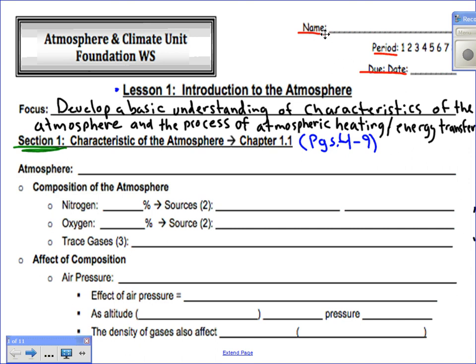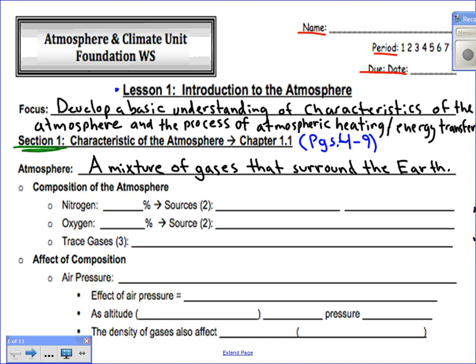So obviously, many of you know that the atmosphere is a mixture of gases which surrounds the Earth. So a mixture of gases that surround the Earth. Okay, so I'm sure many of you have heard of the term atmosphere or used it before.